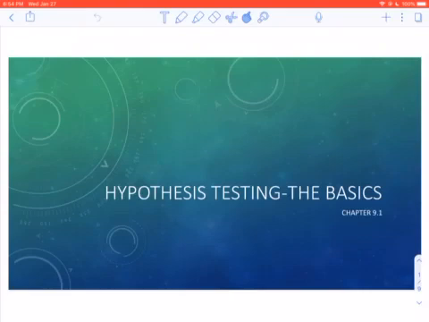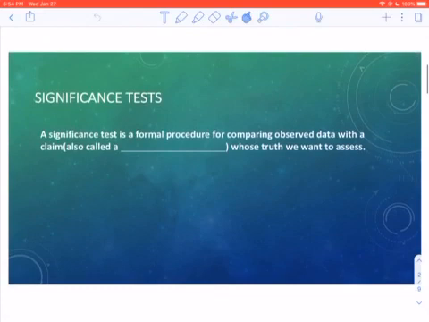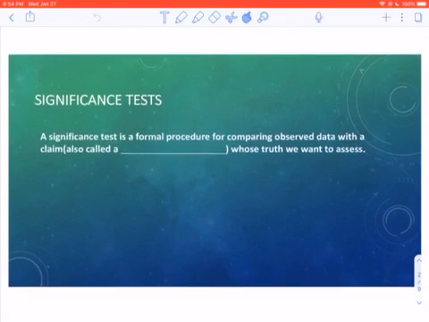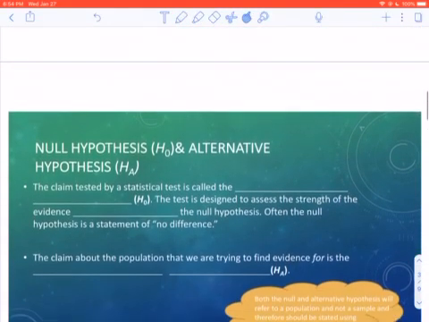This is Chapter 9.1, the basics of hypothesis testing. Hypothesis tests or significance tests really mean the same thing. A significance test is a formal procedure for comparing observed data with a claim, also called a, guess what, hypothesis, whose truth we want to assess.